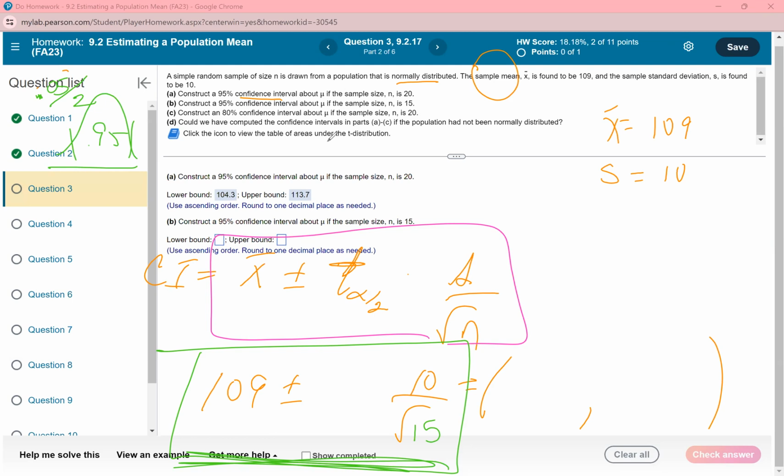All right, so my t is 2.1448. So 109 minus 2.1448 times 10 divided by the square root of 15. Lower bound 103.5. Up arrow, back arrow to the minus and make that a plus. And that would become 114.5.